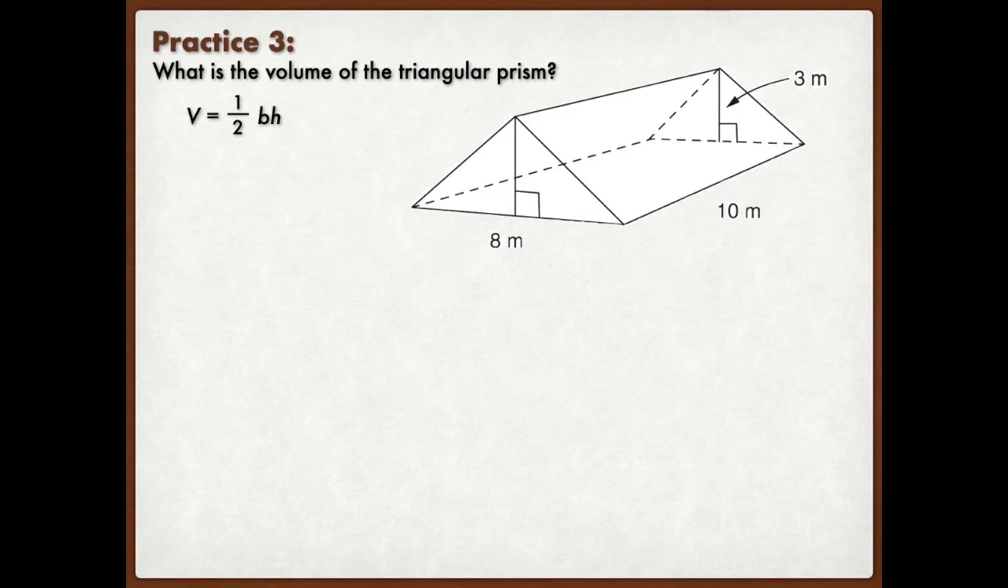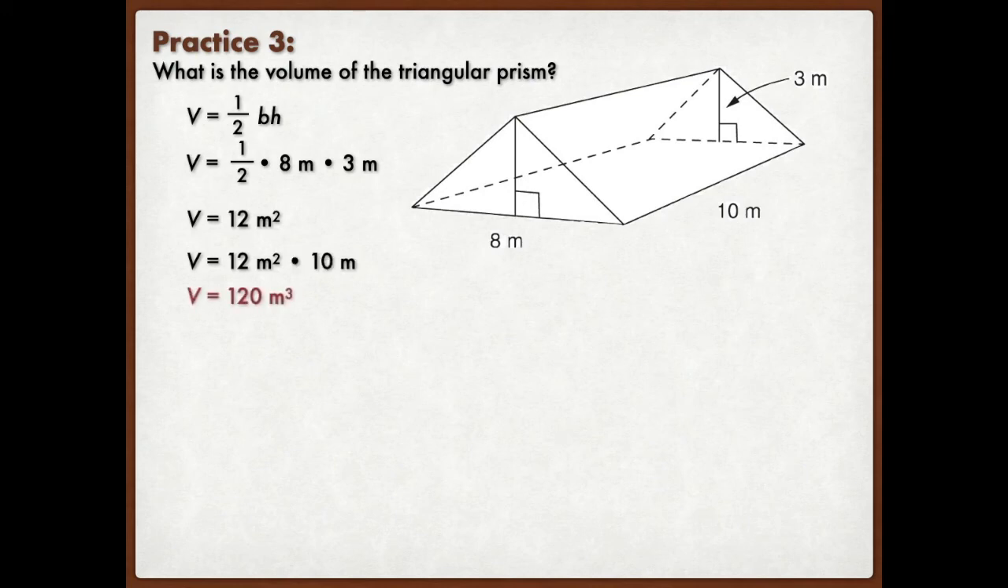Here our base is going to be 8 meters. Our height is going to be 3 meters. So 8 times 3, and then divide by 2: 8 times 3 is 24, divided by 2 is 12 meters squared. Now that's just for one triangle. Now I need to multiply that by the other length. So 12 times 10 is 120 meters. So we're dealing with three things here: 8 times 3 times 10.